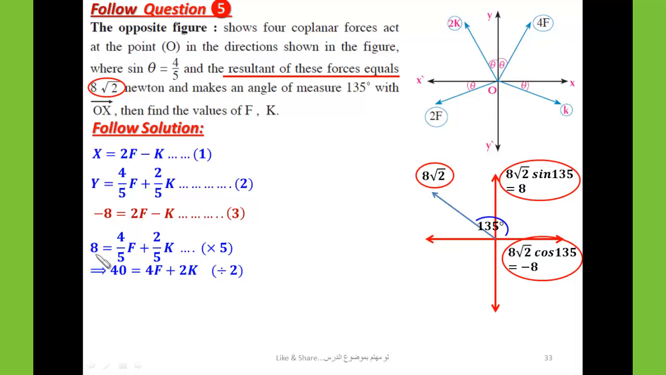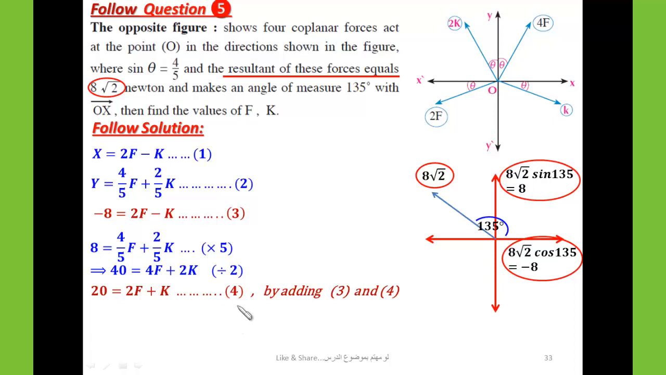So since 8 equals 4 over 5f plus 2 over 5k, we multiply by 5 to simplify this equation. 5 multiply 8 equals 40. 5 multiply 4 over 5 equals 4f. 5 multiply 2 over 5 equals 2k. And continue to simplify it, dividing by 2. We have 20 equals 4f, divide 2 equals 2f. 2k divide 2 equals k. And this is equation 4. 20 equals 2f plus k.